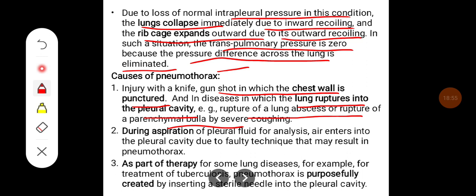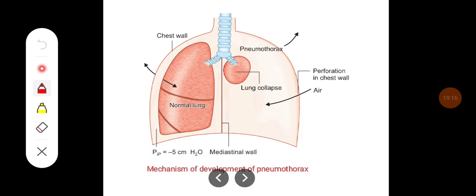During aspiration of pleural fluid for analysis, air may enter the pleural cavity due to faulty technique and result in pneumothorax. As a part of therapy in some lung diseases, for example the treatment of tuberculosis, pneumothorax is purposefully created by inserting a sterile needle into the pleural cavity.